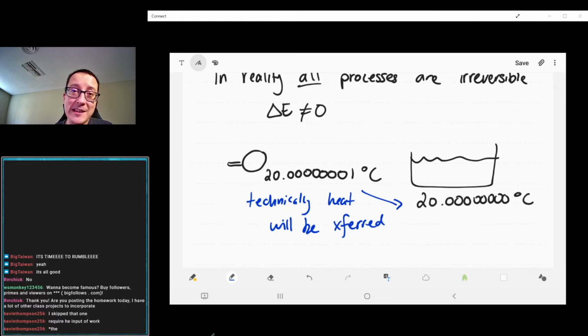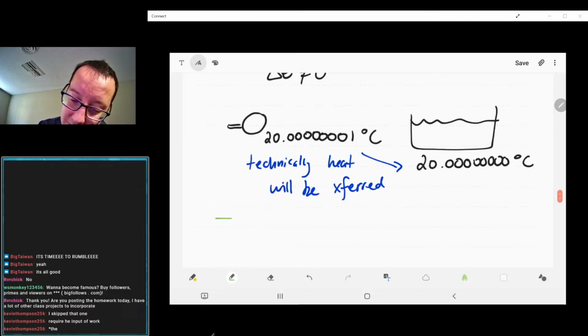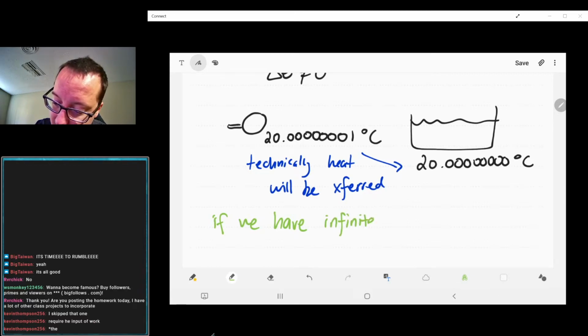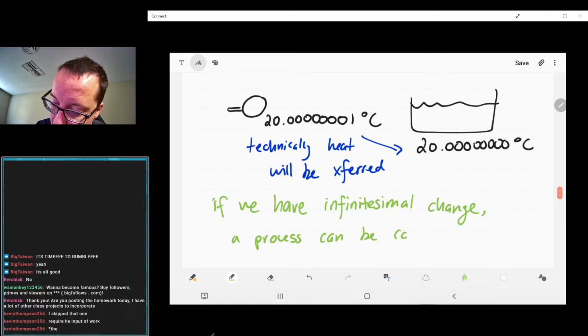And so we see if we have an infinitesimal change, in that case we can consider it to be reversible. That heat could be moving back and forth between those, and since it's so small, we really don't even notice it. It's not really a way for us to distinguish where it is at a given time, because it's constantly going back and forth. And so in that case, when we have infinitesimal change, in this case it was a temperature change, we're going to see that a process can be considered reversible.